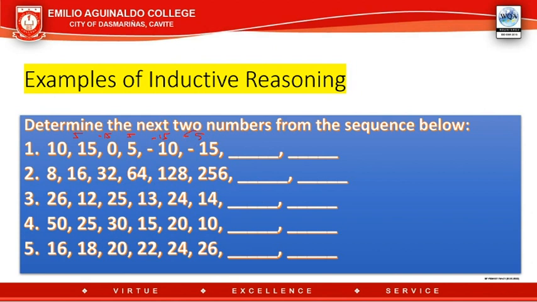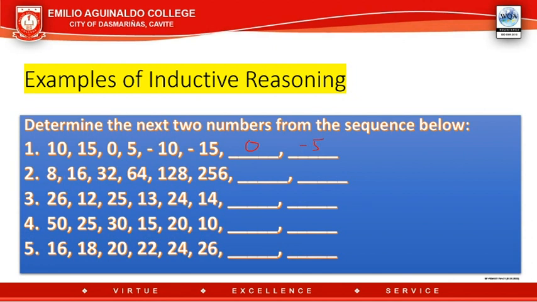So, iba naman siya. So, maybe it is a little bit different. No, that's why my guess was 10, 15, 0, 5, negative 10, negative 15, then the next one will be 0 and negative 5. Okay, to make this correct. Okay, this is just based on observations.